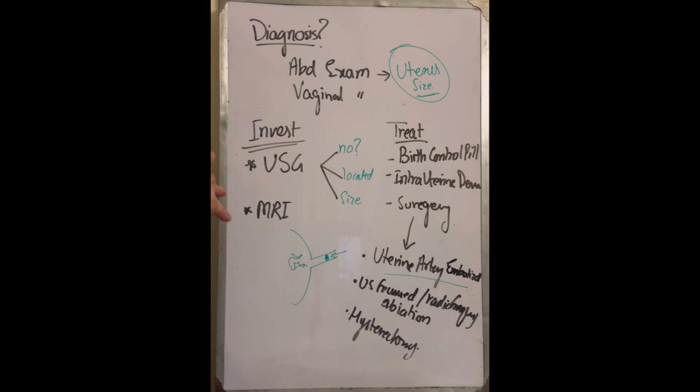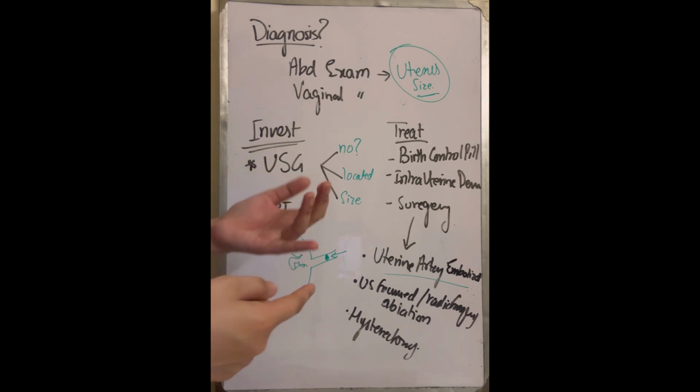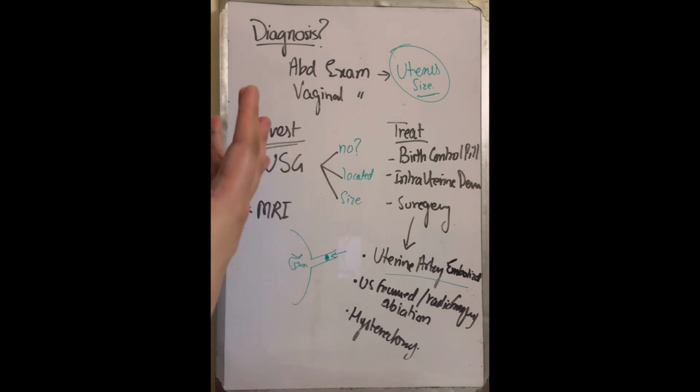Why? Because you will have a poor quality of life if it is left untreated, and the poor quality will be obviously due to heavy menstrual bleeding and pain, back pain, and frequent urination, and all the other symptoms. So that's it about the fibroids.